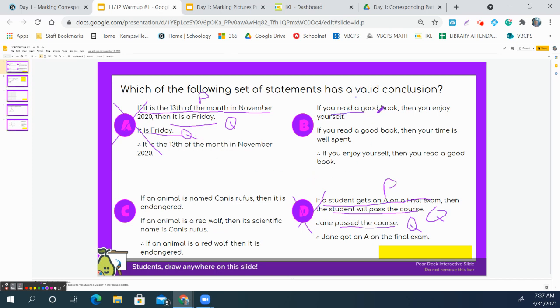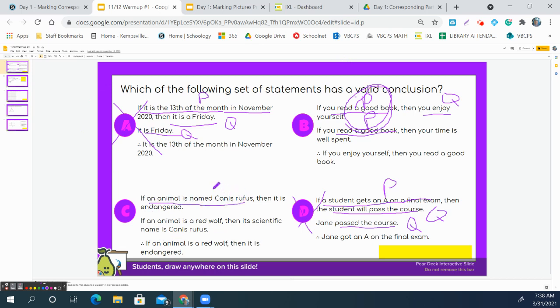If you read a good book, that's P. Then you enjoy yourself, that's Q. So P and Q. If you read a good book, oh, that starts with a P. I can't have two hypotheses that cross out at the beginning of a sentence. That means I have two conclusions at the end, and I can't put two conclusions together into a sentence, right? So it must be this one.